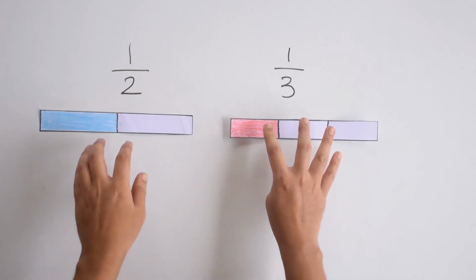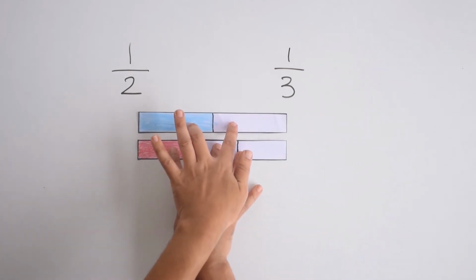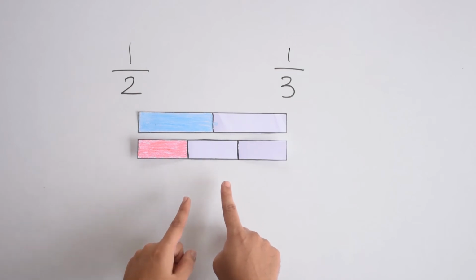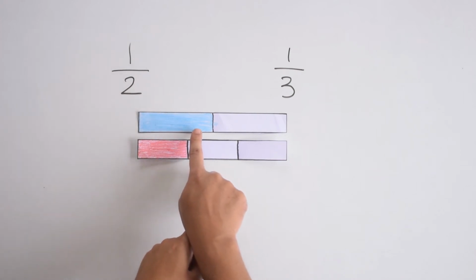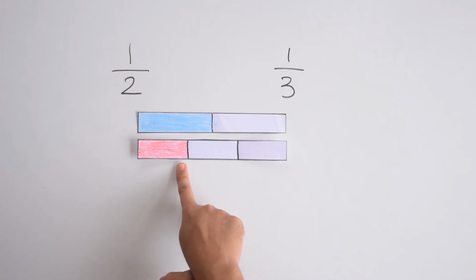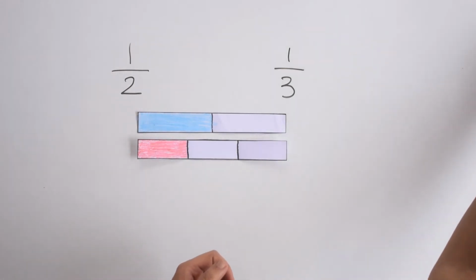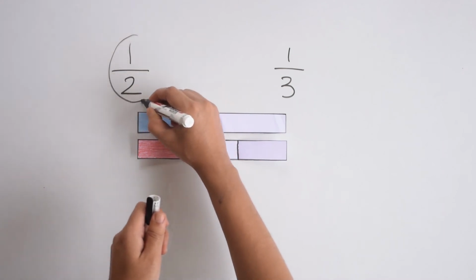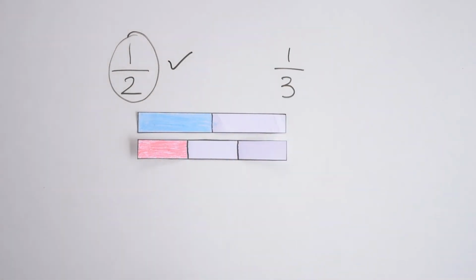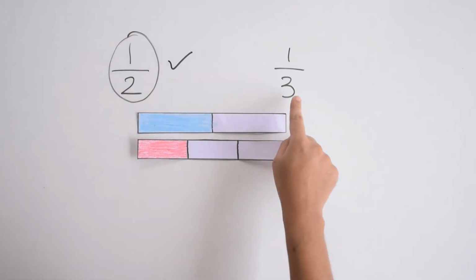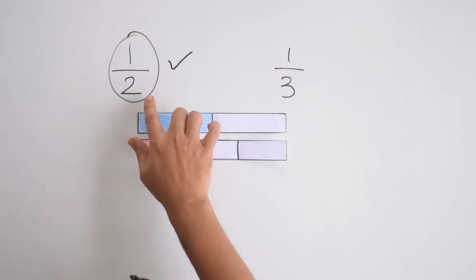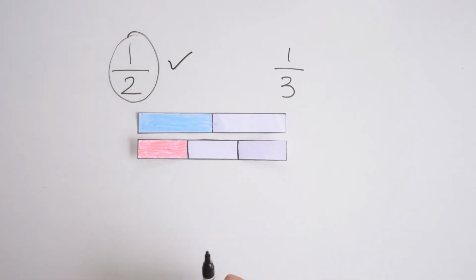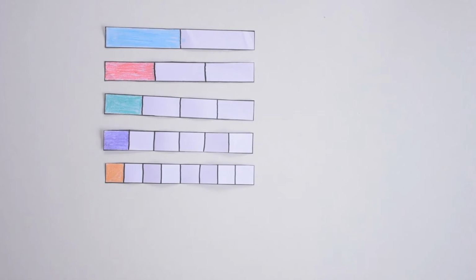Now let us compare. If we compare 1 by 2 and 1 by 3, which one do you think is bigger here? We can clearly see that 1 by 2, which is colored with blue, is bigger than the red color over here. So 1 by 2 is clearly bigger. But isn't 3 bigger than 2? Yes, 3 is clearly bigger than 2, but that is when we are comparing natural numbers. But when it comes to fractions, the rules change. We are done with the first part of comparing the fractions.